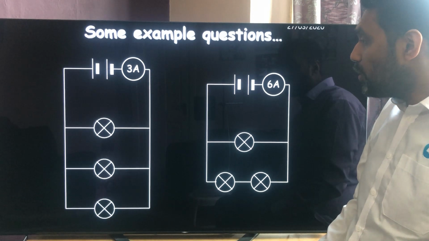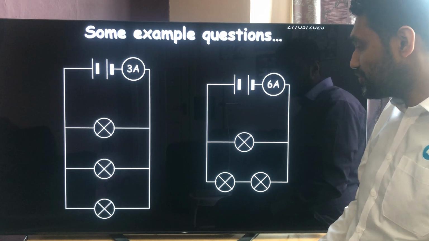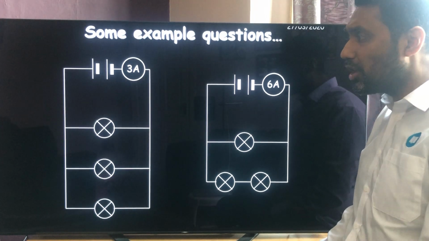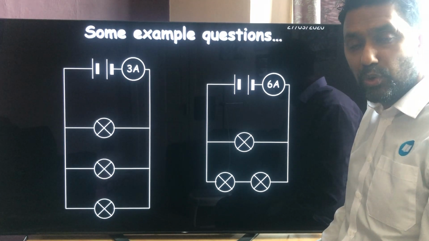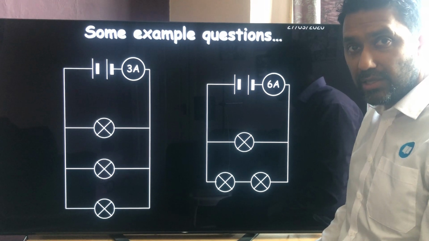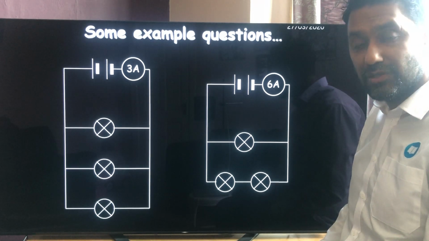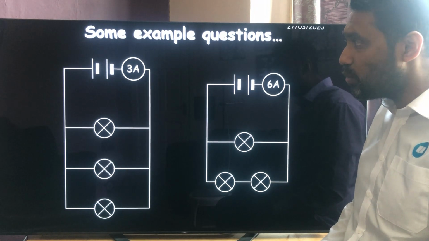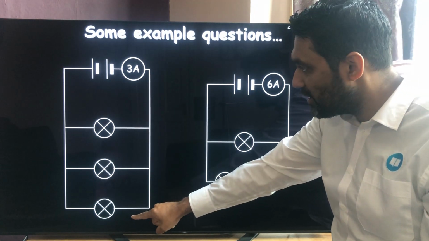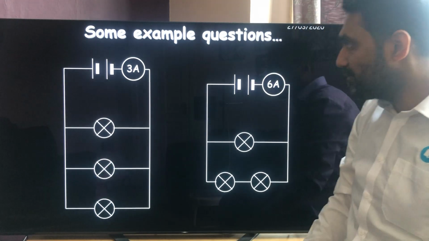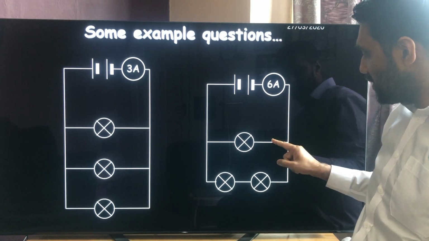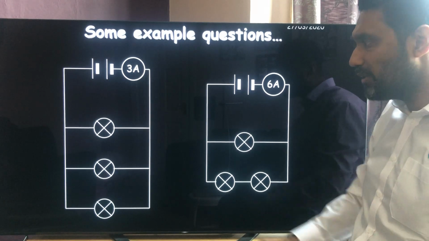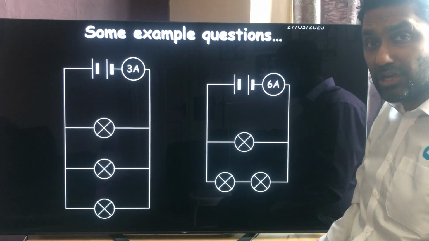What about some example questions then? So for instance here, you might want to pause the video and see if you can work out what the current will be at the different points along the two different parallel circuits. If you press pause, have a go, sketch them out, see if you can label what the current will be there, there, and there. And same thing for here, what will it be there, and then there. This one's a bit of a trickier one, that one should be quite straightforward. Pause the video and have a go.